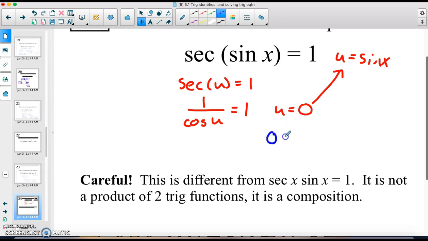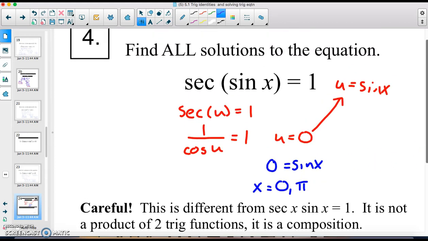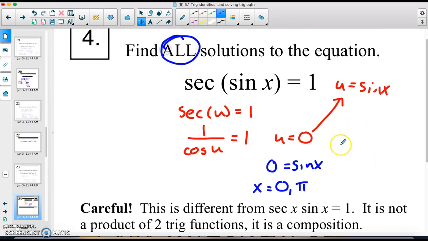So I'm going to have 0 equals sine x. And where does sine x equal 0? X equals 0, pi. This one specifically says find all the solutions to the equation. So that means those coterminal angles again, every time your graph is going to hit a 0 or a pi. So that's happening every pi. So this would be pi times k. So k would just be however many times you want to multiply it. So these would be your answers.